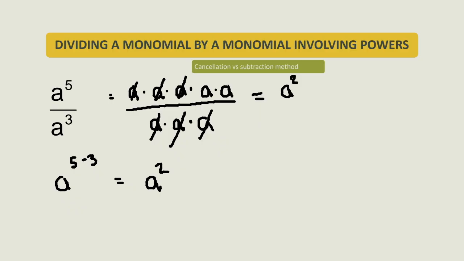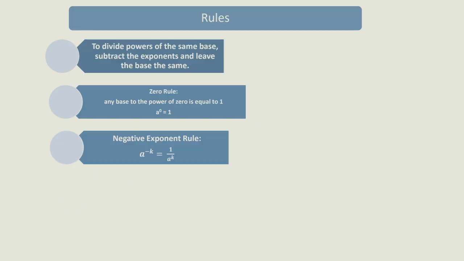So some rules. To divide powers of the same base, subtract the exponents and leave the base the same. That's basically what we just did. We leave that variable or base the same, and we just subtract those exponents. The 0 rule is any base to the power of 0 becomes a 1. We could have gone over this in the multiplication booklet, but if I have 2 to the power of 0, it's a 1. If I have b to the power of 0, it's 1, and so on. So anything to the power of 0 is 1.